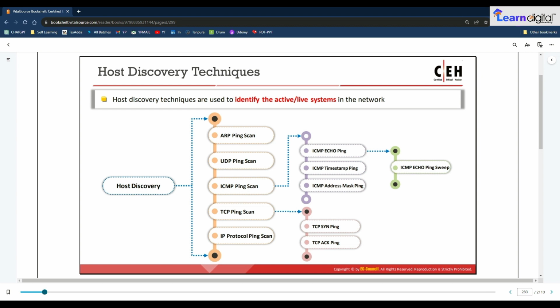In this section, we will highlight how to check for live systems in a network using various ping scan techniques, and we will also discuss how to ping sweep a network to detect live host systems along with various ping sweep tools as well.